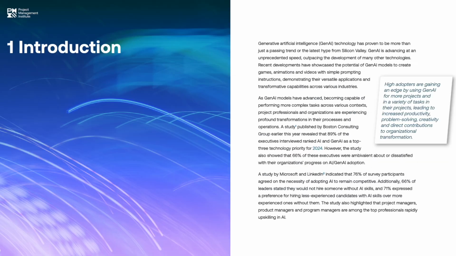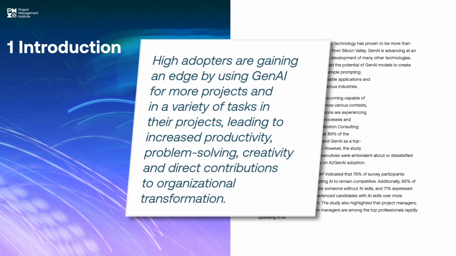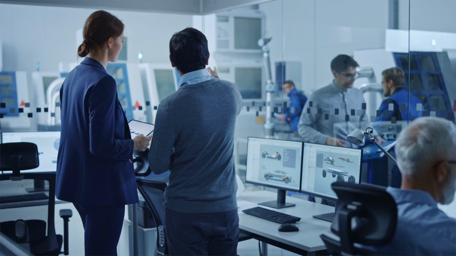Before we begin, let's consider PMI's thought leadership research, which illustrates that high AI adopters, PMI calls them trailblazers, are gaining an edge by using Gen AI across more projects and tasks, leading to increased productivity, problem solving, creativity, and direct contributions to organizational transformation. We're seeing that those trailblazers will likely become the high-producing, high-value project managers. This could create a natural cycle where the top-valued, trailblazing PMs will self-select into organizations with high Gen AI adoption. PMI calls these peak organizations. Trailblazers in peak organizations are going to lead the way. To learn more, check out PMI's Thought Leadership article, Pushing the Limits.